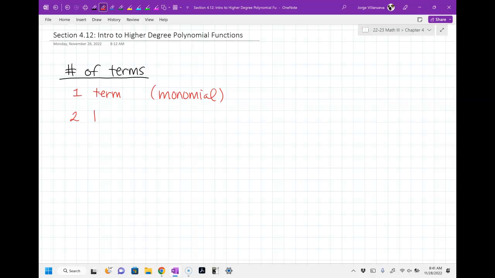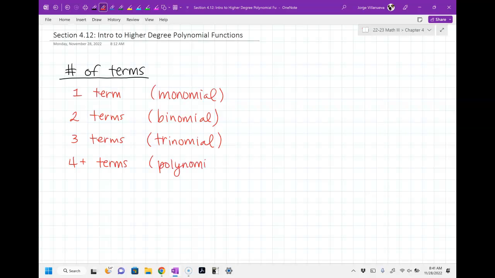So two terms, this is binomial. Okay, three terms, this is a trinomial. So all this stuff we've already kind of talked about. Okay, and once you go to four or more terms, so four plus, we'll call these polynomials. Poly means many. Okay, so four or more, we're going to call them polynomials. So that's pretty easy, right?